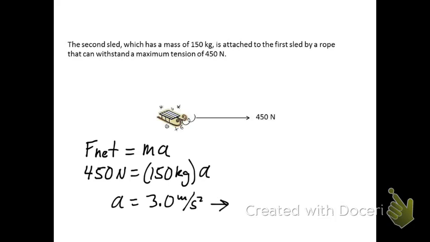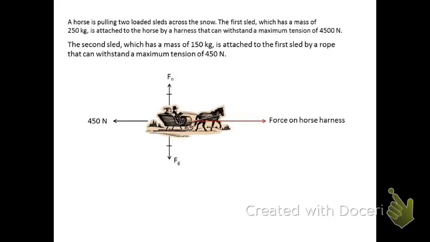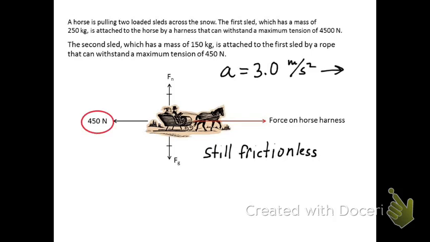I know the mass. That means that the little sled can accelerate up to 3 meters per second squared before its rope will snap. All right, now that I know the acceleration of the little sled, I can apply that to the acceleration of the entire system. So if the little sled is accelerating at 3 meters per second squared, then the big sled and the horse are all accelerating together at 3 meters per second squared.